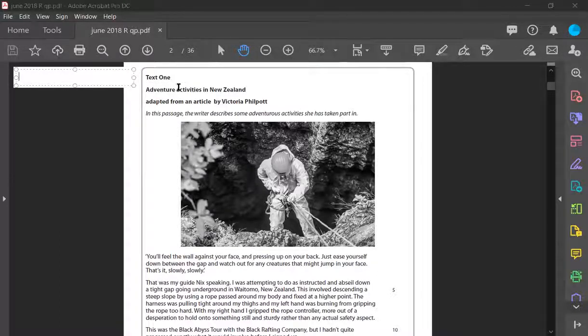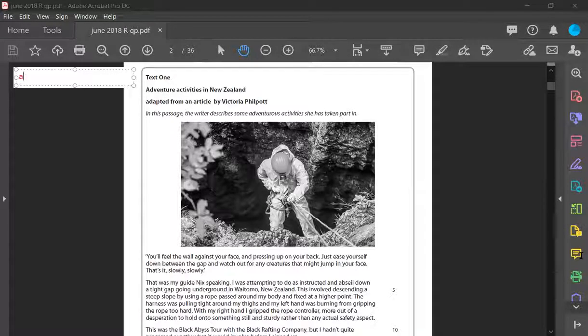So we start from the very beginning, adventure activities in New Zealand. The very word, the first word, adventure, over here gives us an idea that we are going to read something which is very rocking and full of energy. Am I right?